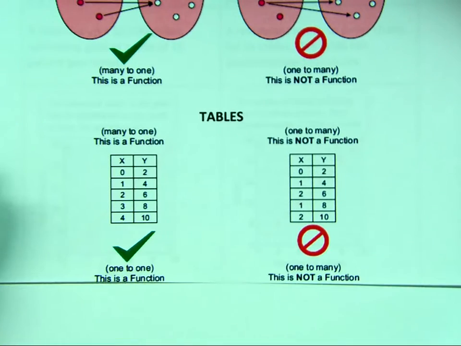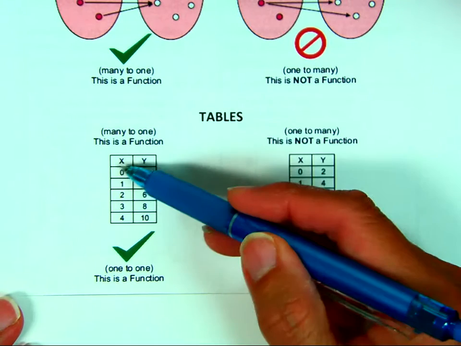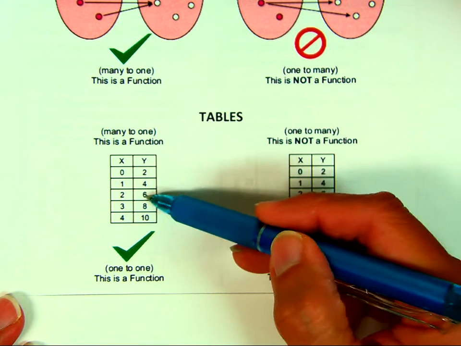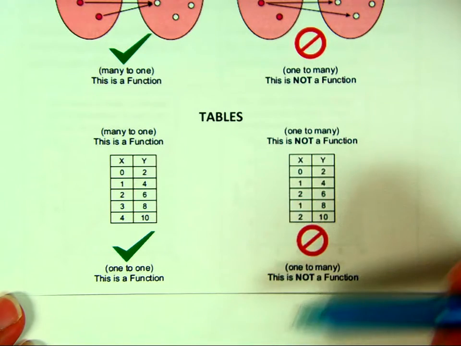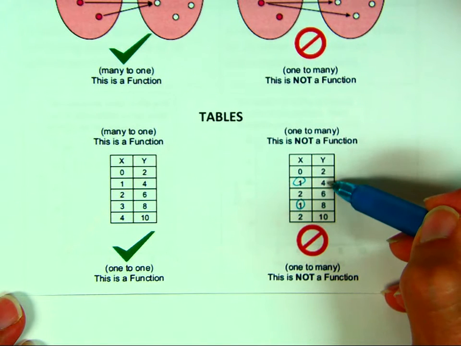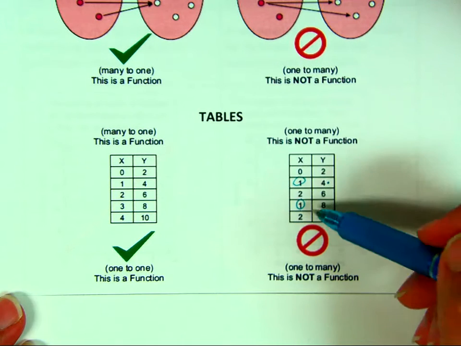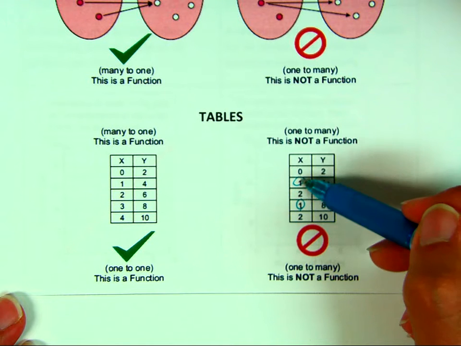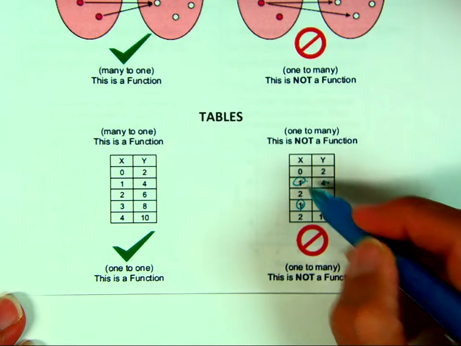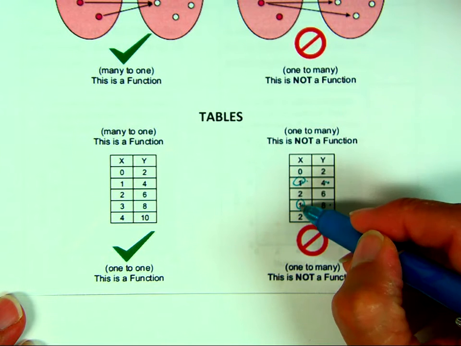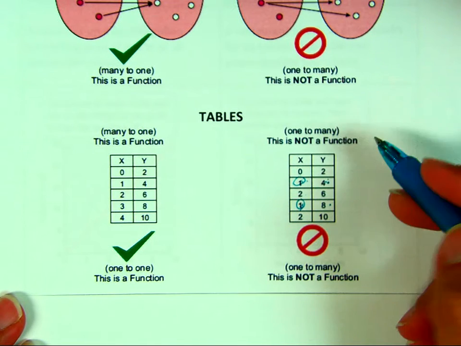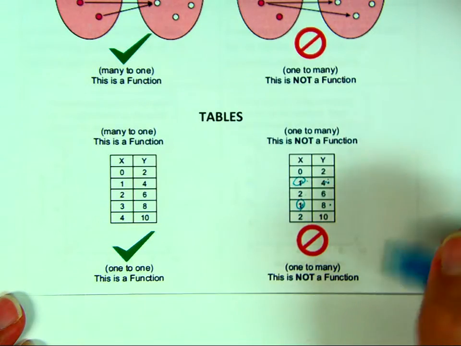For a table, we have to look at the x's. Do you see how all the x's are different? If all the x's are different, then they each have exactly one y. It's when you have two x that are the same, for example, right here, I have two 1s and they're going to two different things. So it's kind of like up there when you had the two arrows coming off of the domain. So I have 1, 4 and 1, 8. So this is not a function because I have the number 1 going to two different y's. Also, the number 2 is also going to two different y's. So this would not be a function.